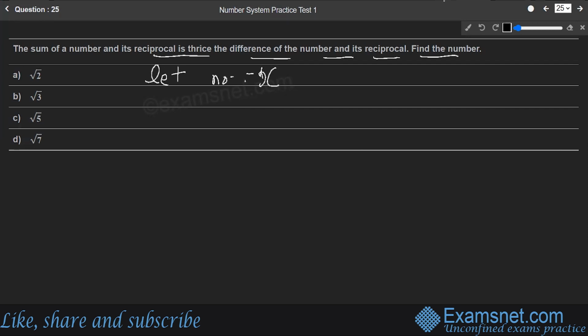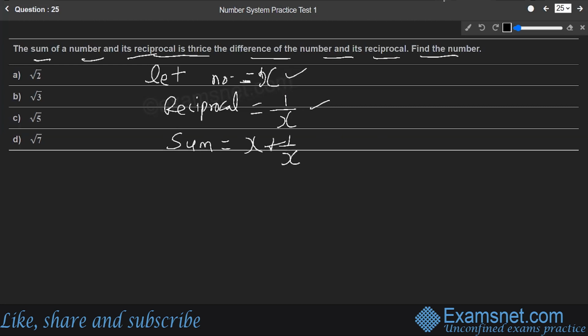The first condition he has said is sum of the number and its reciprocal. So if the number is x, the reciprocal of x is going to be what? Reciprocal is nothing but multiplicative inverse, that is 1 by x. So this is the number, this is the reciprocal. He has said sum of these numbers. So what is going to be the sum? It's going to be x plus 1 by x. This is going to be the sum.